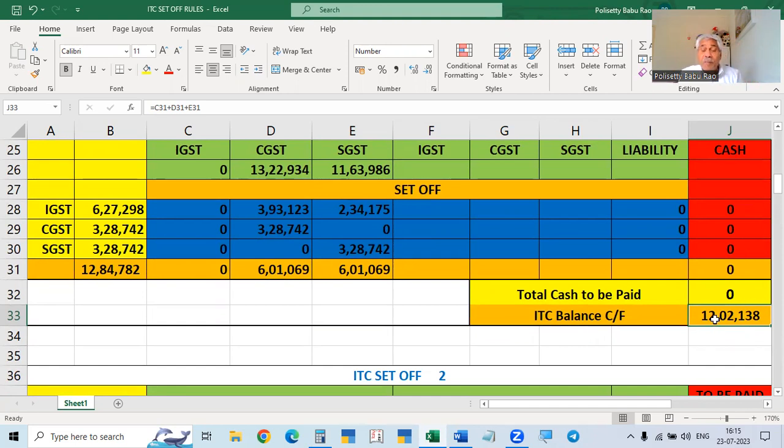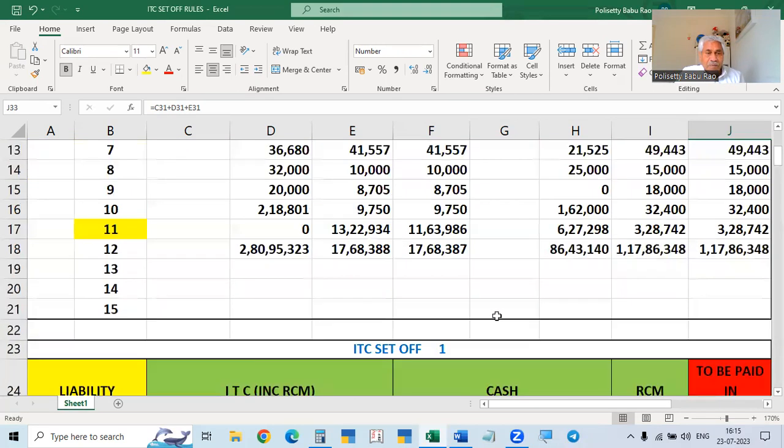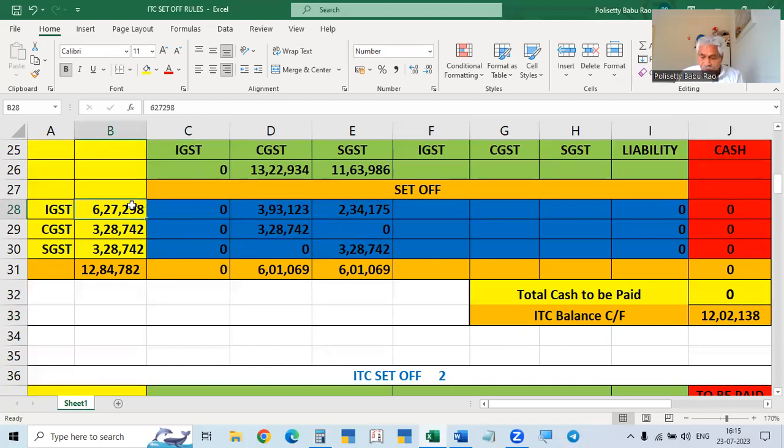Why should you keep the balance with the government and pay money to the government? So we have to make adjustments like this and we can avoid payment. If it is not possible to make the complete adjustment, if there is no other alternative, then only we will pay. Okay. So this is the example and I will take up another example.